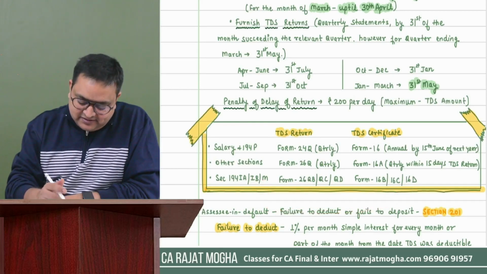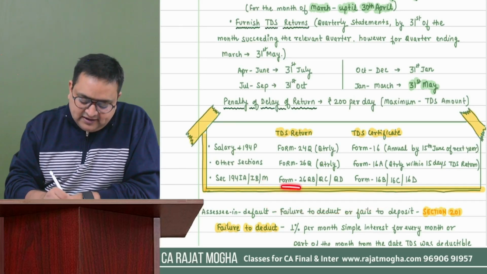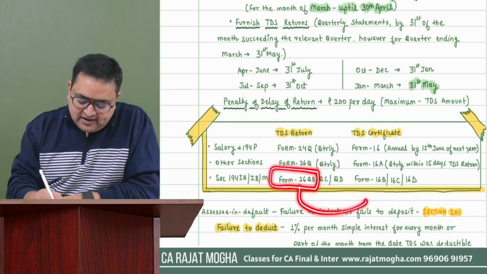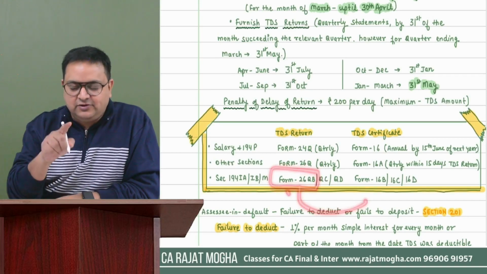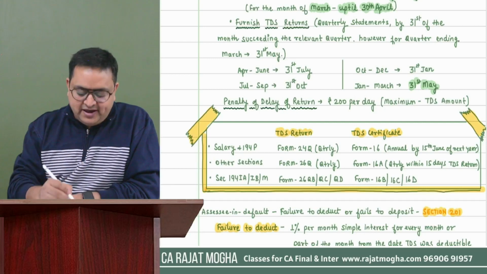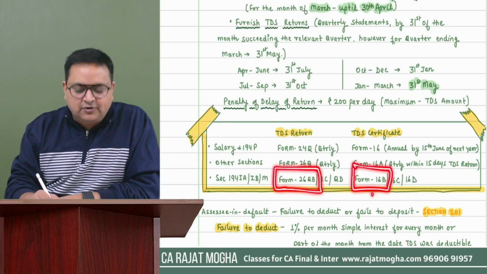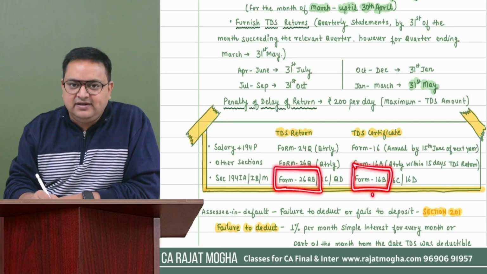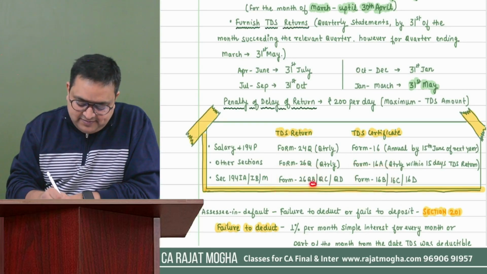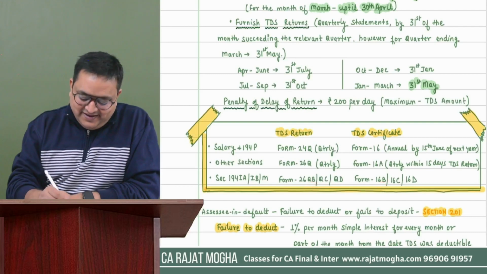You can remember it with this, right? The TDS form is 26QB, and for 194IA, the section which we are just doing, the TDS return is 26QB and the form is Form 16B. Which form? TDS certificate 16B. See, here it is B, here also it is B.